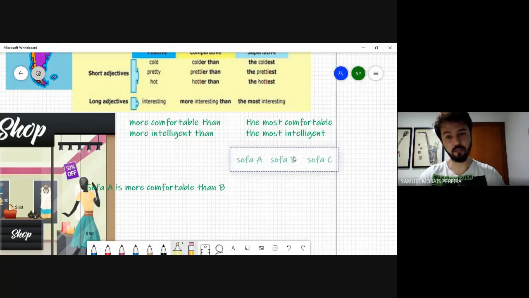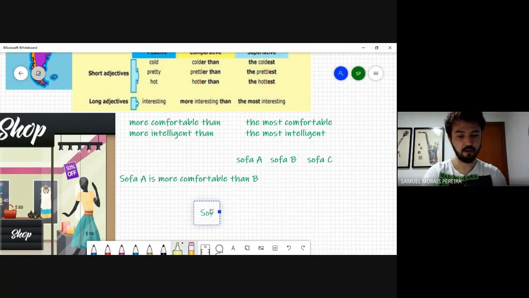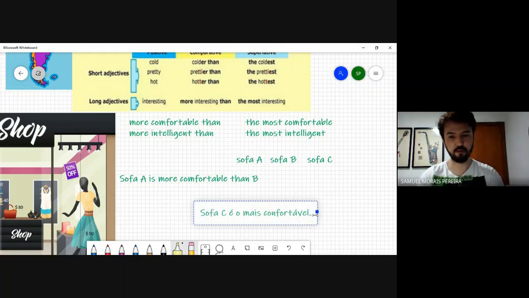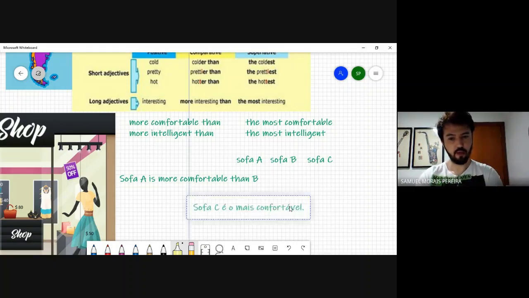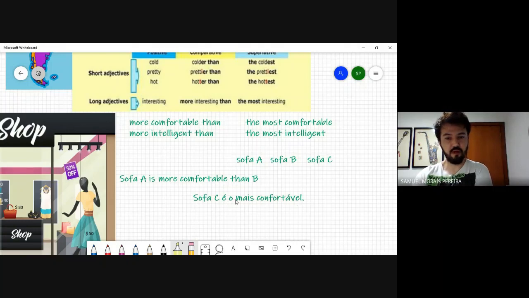Agora, veja só, eu tenho 3. E se eu falasse assim, imagine que alguém me perguntasse assim, qual que é o sofá mais confortável? Eu falo, sofá C é o mais confortável. Pay attention, Anderson e toda a turma. Quando eu falo sofá C é o mais confortável, vejam que eu estou tirando um elemento de um grupo de elementos. Quando eu falo é o mais confortável de todos os elementos sendo comparados.